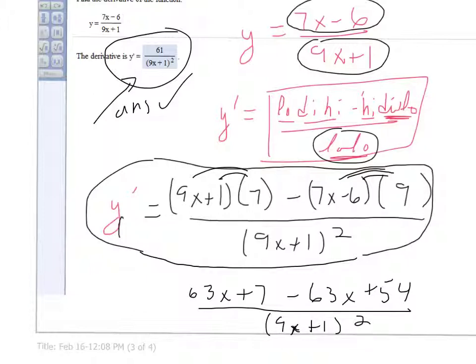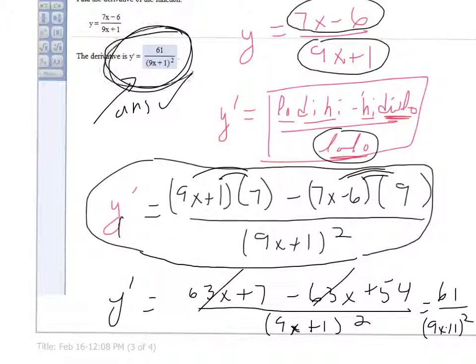Now you could see sometimes when you clean things up in the numerator, terms will cancel out. 54 and 7 will make 61. So you'll have 61 over 9x plus 1 whole thing squared, which is what you see right here in the answer. Okay? So, you know, definitely practice using the quotient rule.